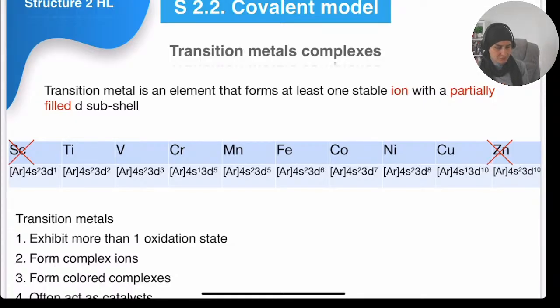Zinc, if you make an ion, the only ion it can form is zinc 2+. Remove 4s, 3d10 is left. 3d10 is fully filled, so not a transition metal.